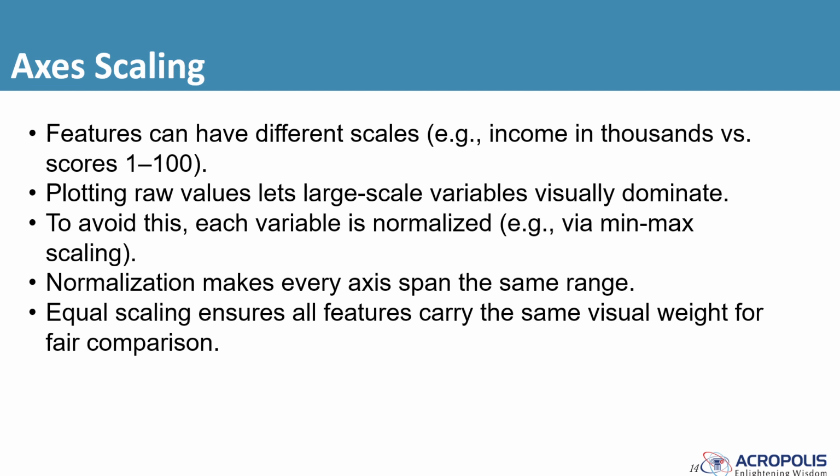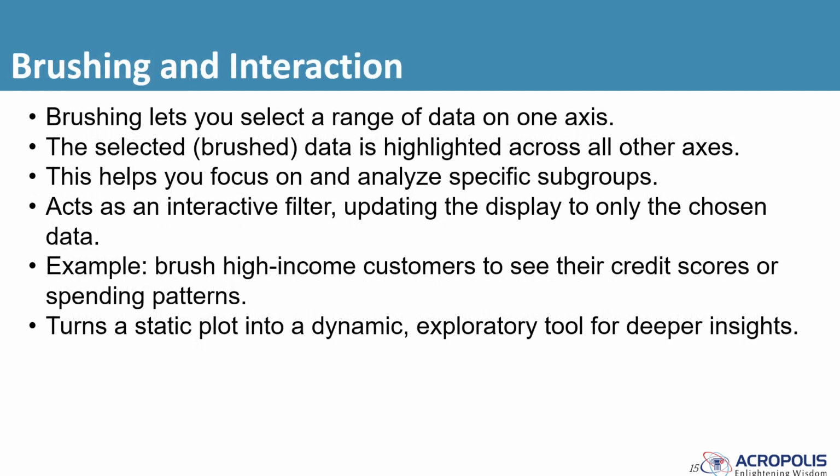To avoid this, each variable is normalized via min-max scaling. Normalization makes every axis span the same range. Equal scaling ensures all features carry the same visual weight for fair comparison.